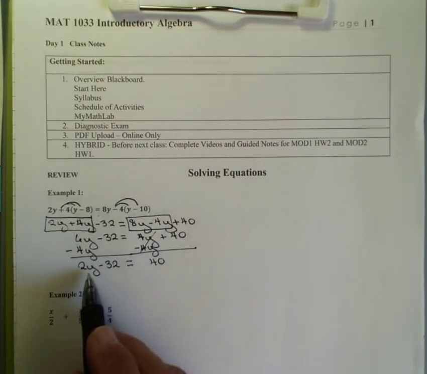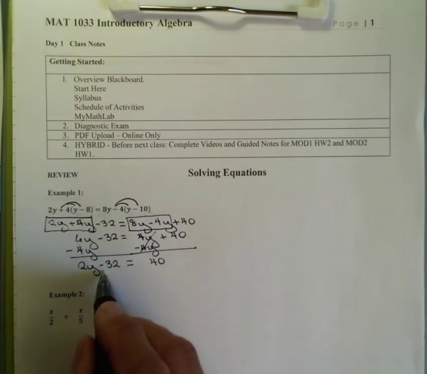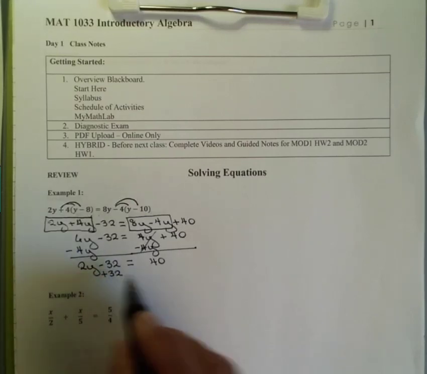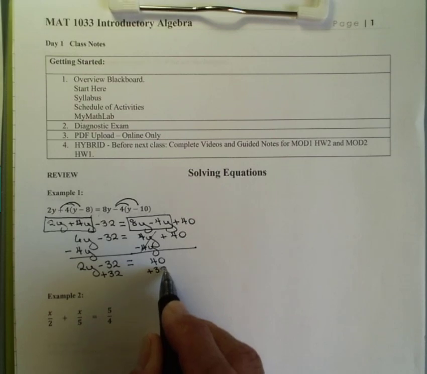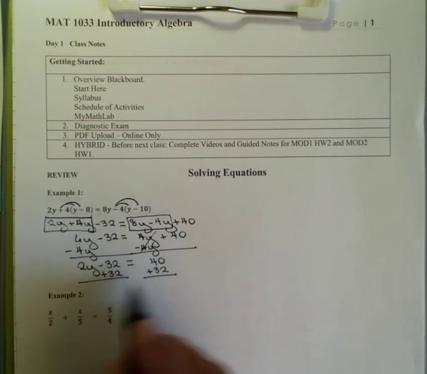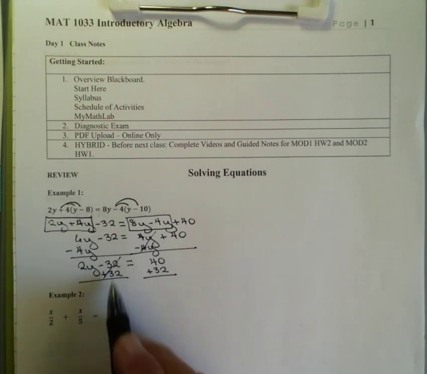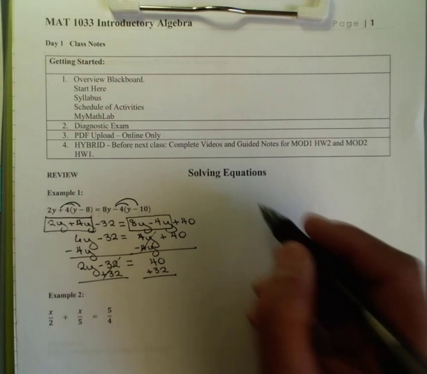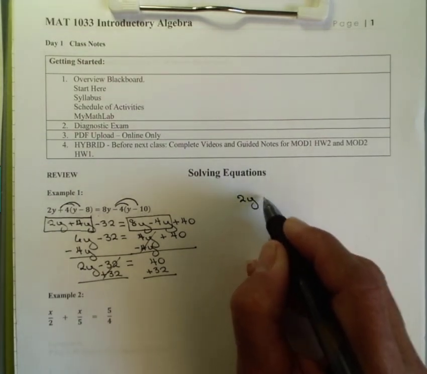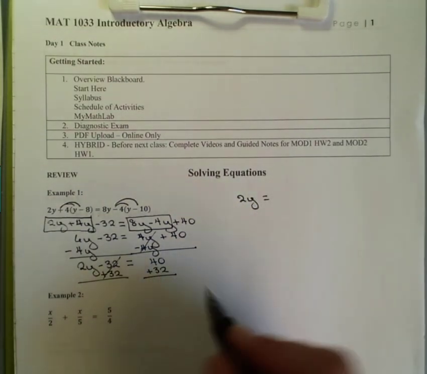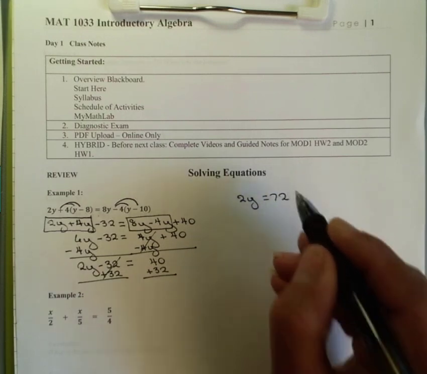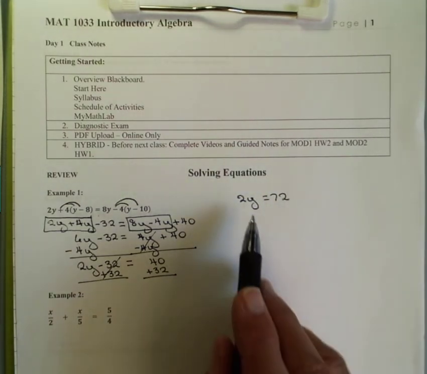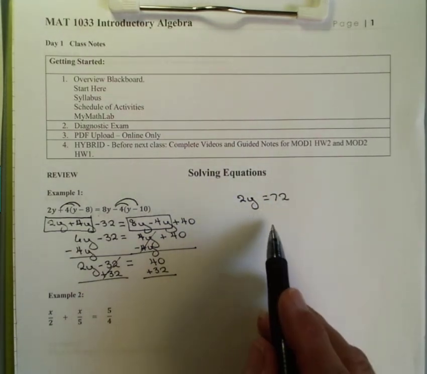So I've got 2y minus 32. Now, I need the y to be isolated, so I need to get rid of the negative 32. I will add a positive 32 to both sides, right? That's how it stays equal. This side is going to cancel. These 32s are canceling each other out. Negative 32, positive 32. All I have left over here is 2y. It's equal to 40 plus 32, so that's going to give me 72.